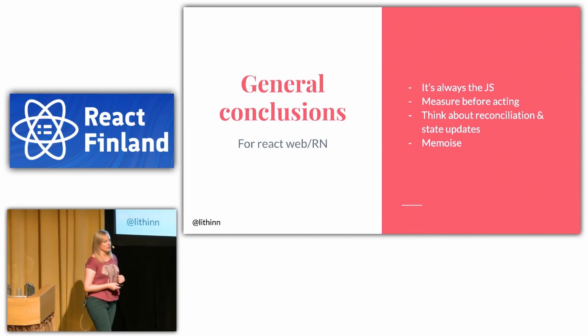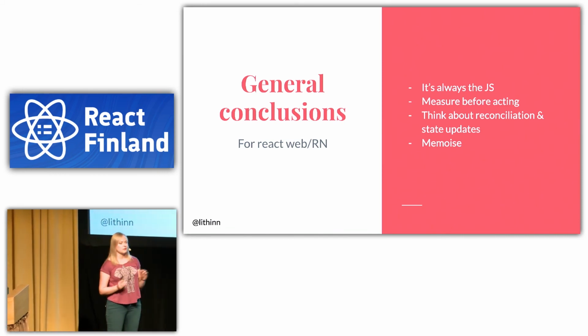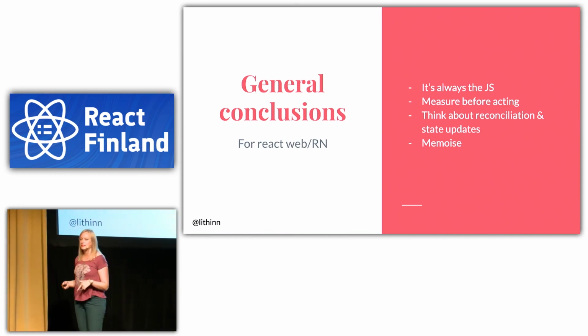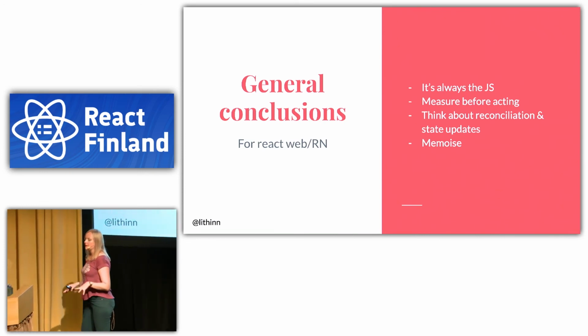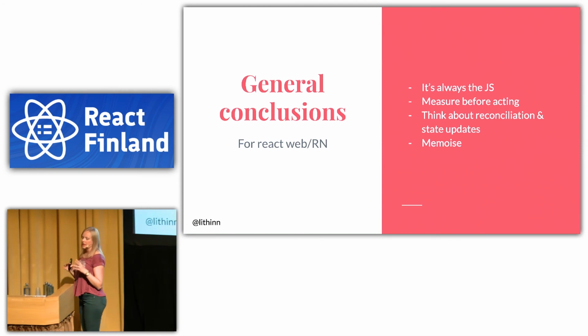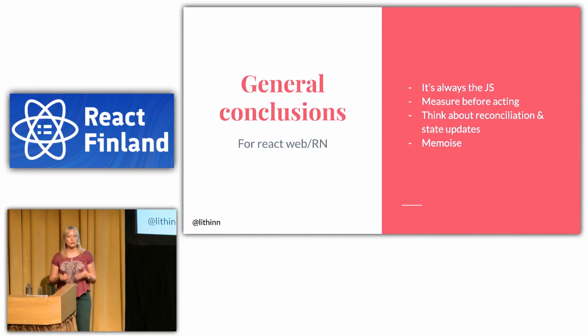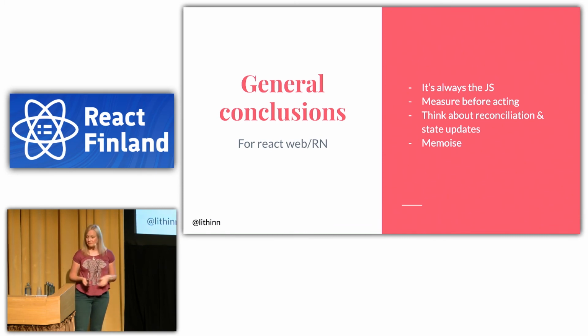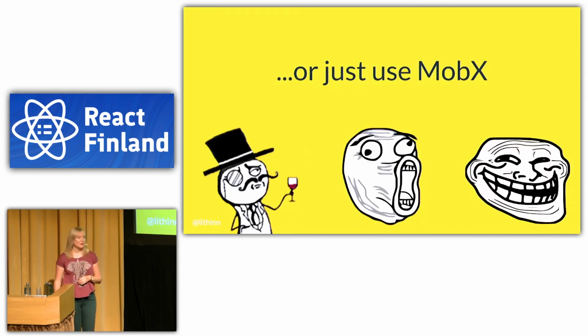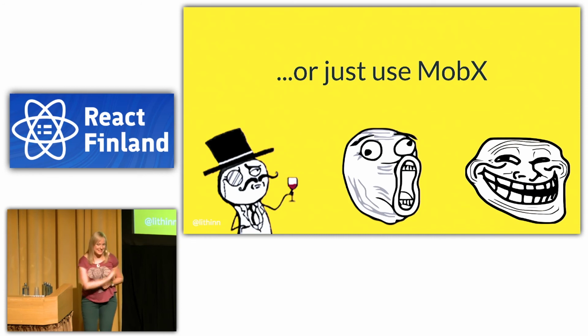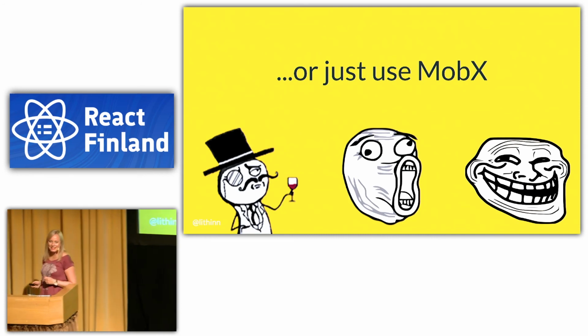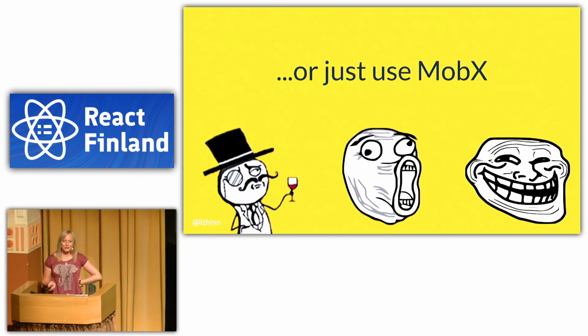Think about reconciliation and state updates. I showed you a few patterns that we found useful, but the reconciliation process is quite straightforward. And if you really think about how that works, it will help you write better code overall. And memoize. Or just use more hooks. I was told that yesterday. That sort of by default deletes a lot of these issues.